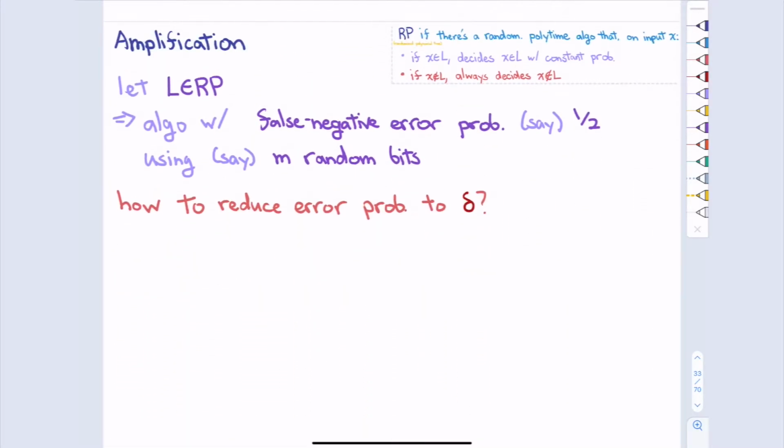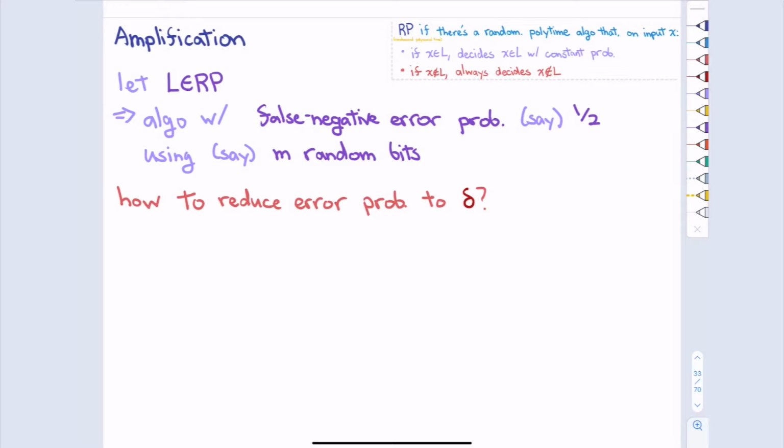Okay, so let's talk about amplification. You guys already know this. All right, so let's say that I have some language in randomized polynomial time, which means I have one-sided error. So that means I have some algorithm that gives me false negative error, where the probability of error is at most, say, 1/2. And let's say it uses m random bits for some fixed m on a fixed input size n. All right, how would I reduce the error probability to some given parameter delta?